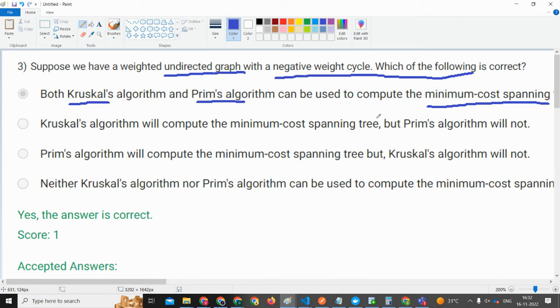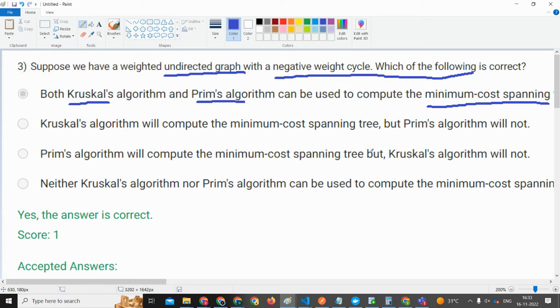Kruskal algorithm and Prim's algorithm can be used to compute the minimum cost spanning tree. Let me see, sir, I have written it in my notes. Dijkstra algorithm is not used for negative weight cycles, right? Sir, we can use both Kruskal and Prim's for finding the minimum spanning tree. Yes, we can use both.